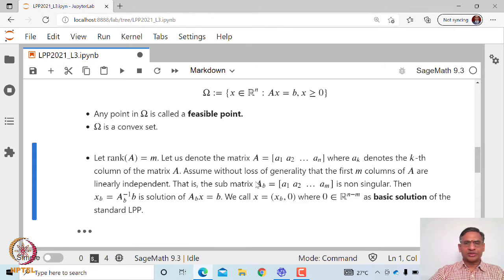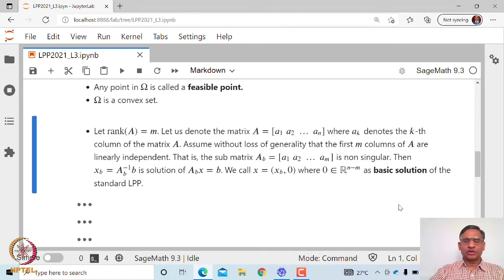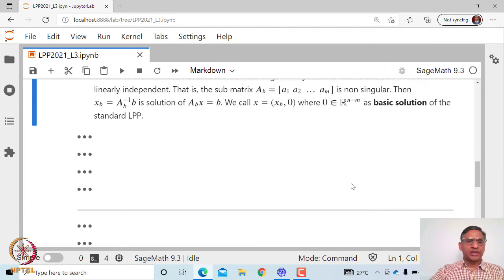In case you don't have the first m columns linearly independent, then you just select those columns of A which are linearly independent, call them AB, and then find xB equal to AB inverse b, and then the remaining components of x, there will be n minus m remaining components, you substitute as 0. That is what is called a basic solution of the standard LPP.